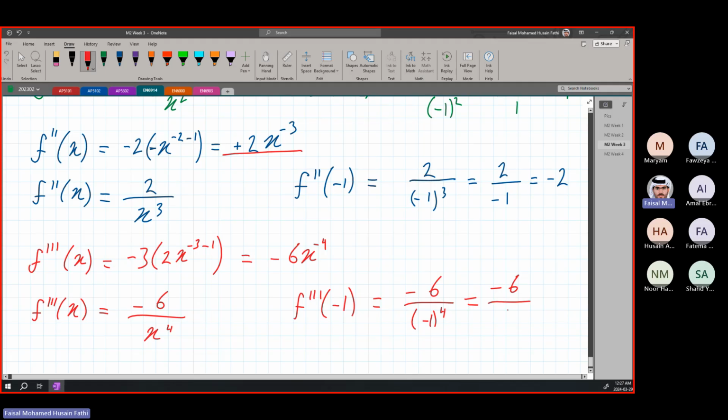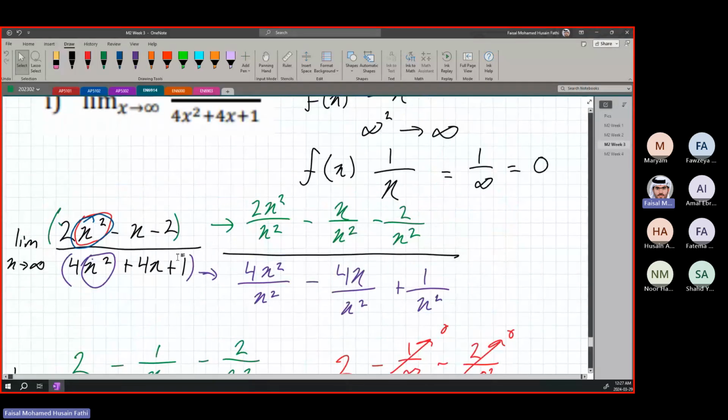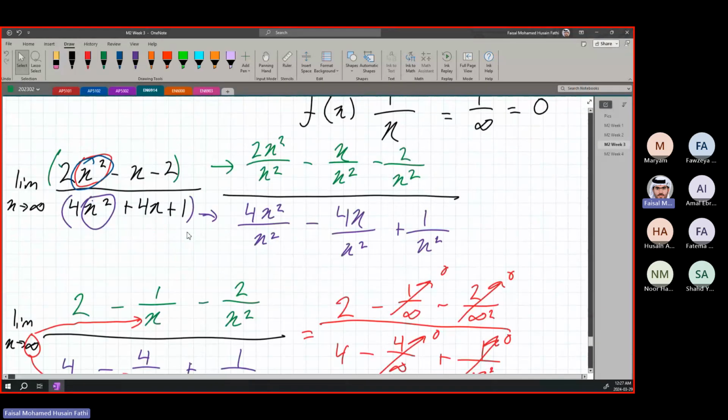Minus 6 over 1, which is minus 6. And that's enough for now. We can go on forever with the Taylor series, but usually they will ask for the first 4 terms.